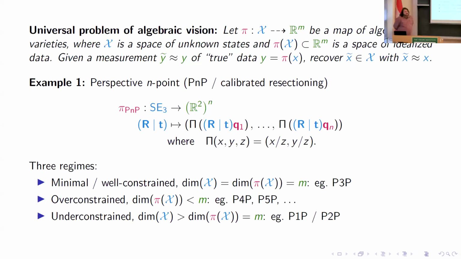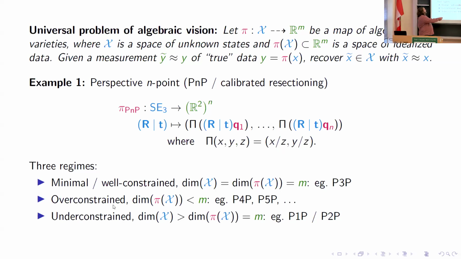Okay, and if you adopt this point of view, then there are basically going to be 3 regimes that are interesting to study. One is the minimal case. All of these regimes are just determined by counting dimensions, right? You have a space of unknowns, you have a space of measurements. If the space of unknowns has bigger dimension, this is probably an under-constrained problem.